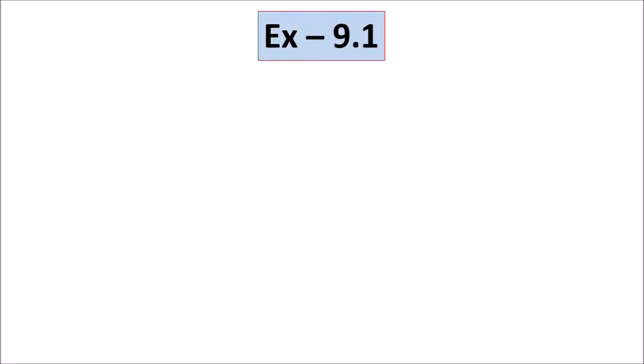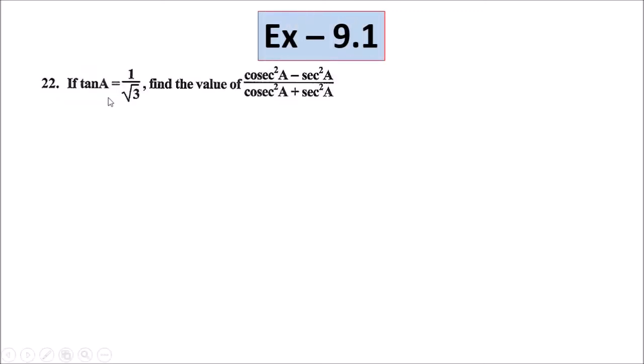Now the next math, number 22, tan a equals 1 by root 3. Find the value of cosec square a minus sec square a by cosec square a plus sec square a. This math is also very common in the SSC examination. In 9.2, this math is solved in another way. So here it's actually solved in a different way. So here is the solution: tan a equals 1 by root 3.